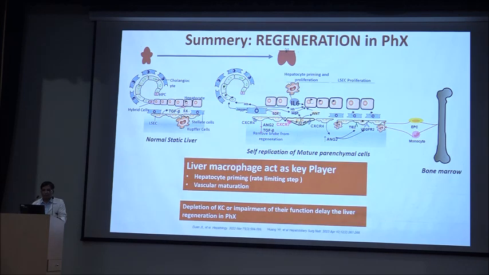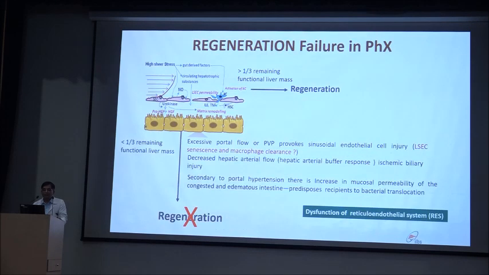So if we consider the entire regenerative response, what we found is that liver macrophages act as a key player. First, they help in the hepatocyte priming step, which is the rate-limiting step in this process, and also in vascular maturation. And the study also says that depletion of KC impaired the function or delayed the liver regeneration process. So we can say that macrophages have an important role even in partial hepatectomy-initiated liver regeneration.